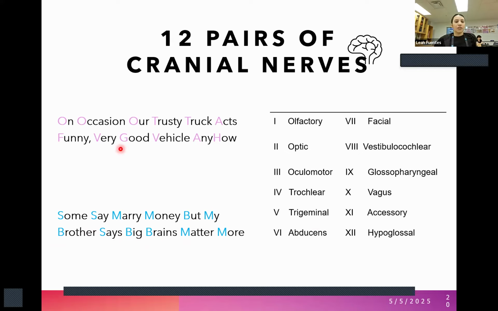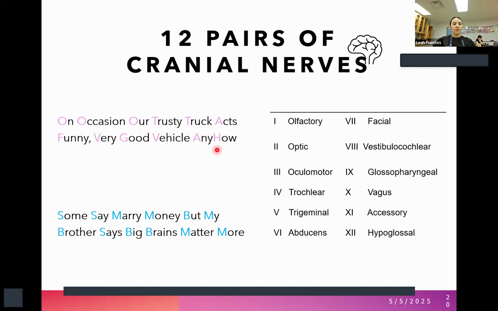And then there's a million mnemonics online for remembering the cranial nerves. The one that I like to use is: on occasion, our trusty truck acts funny, very good vehicle anyhow. And that's just the cranial nerves in order. Again, it gets a little tricky with the 3 O's and the 2 T's right next to each other. The way that I remember the O's, you kind of just have to remember them in your head because those are very similar.